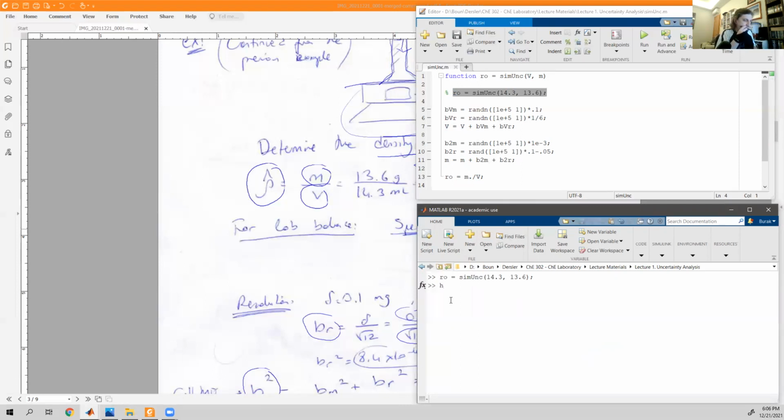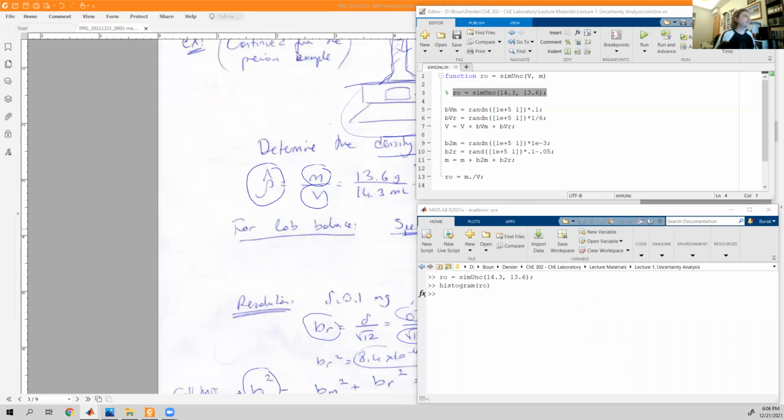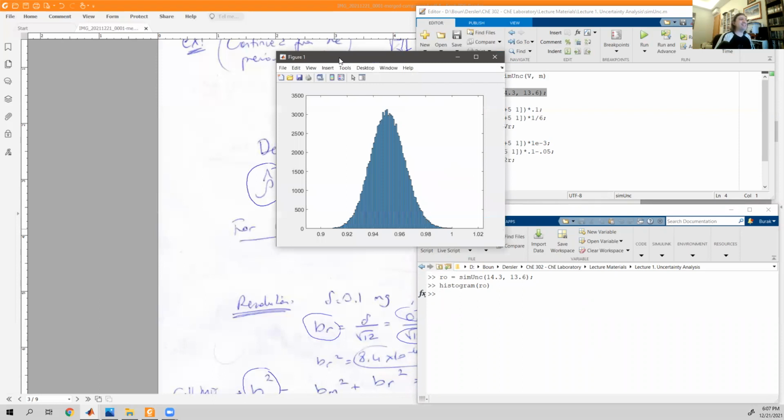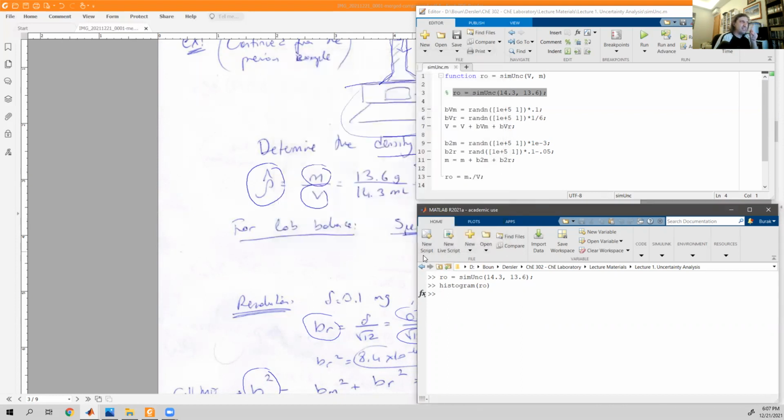So let's plot a histogram of raw. Under these conditions, if I were to repeat this experiment 100,000 times, that would be the result. Each of them is like a probability density function, or actually a histogram of the different values that I'm going to be obtaining. Note that the mode, and this is very much like a normal distribution, as you can see, and the mean is around 0.95.